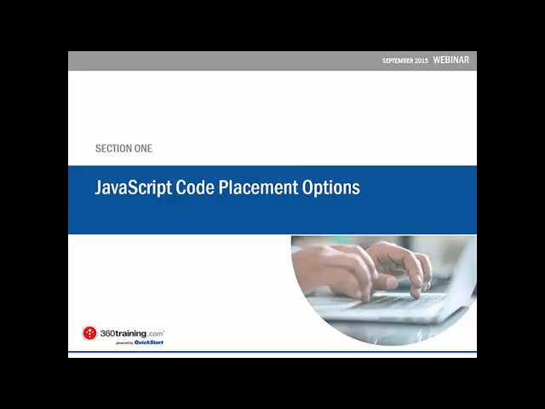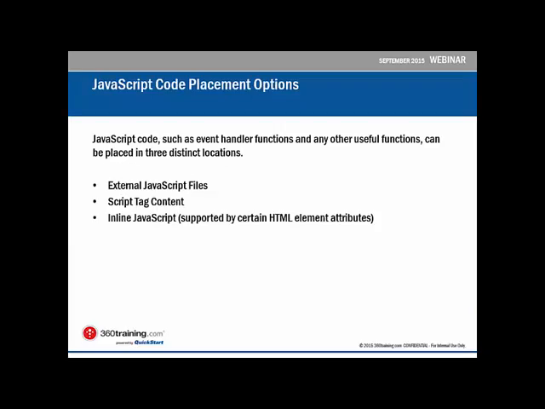Section 1. JavaScript Code Placement Options. JavaScript code, such as event handler functions and any other useful functions, can be placed in three distinct locations. These are external JavaScript files, script tag content, and inline JavaScript.